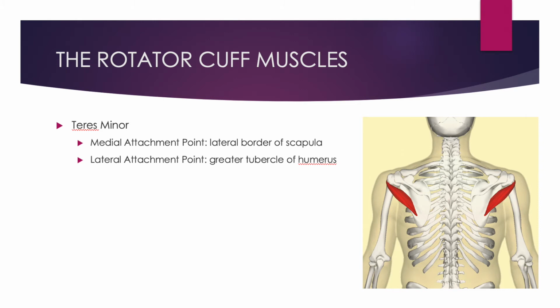The third rotator cuff muscle is the teres minor, and this is a flattened small triangular muscle. It has 2 attachment points. The medial attachment point is the lateral border of the scapula, and then the lateral attachment point is the greater tubercle of the humerus. Then once again, there is a picture and it highlights the teres minor and it shows you the direction that the striations run in.